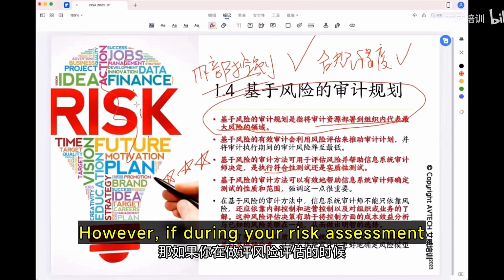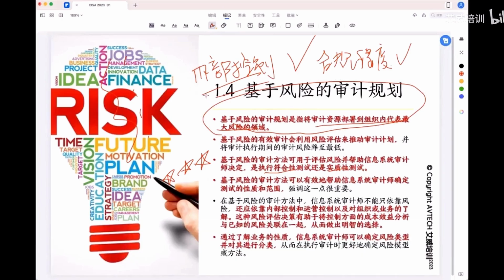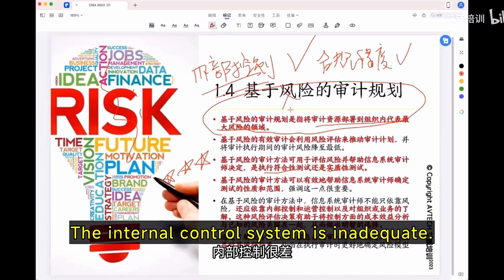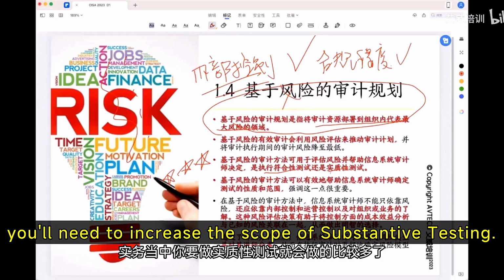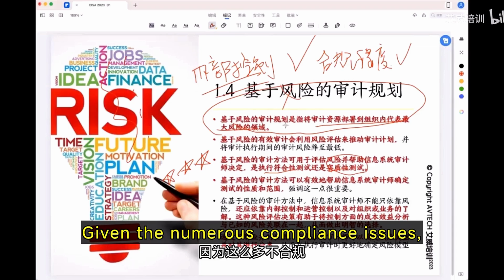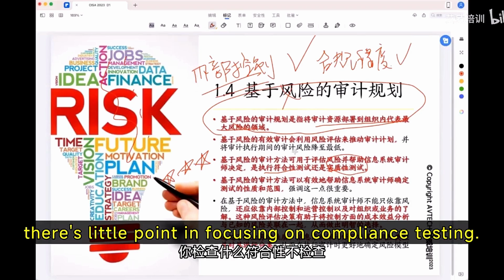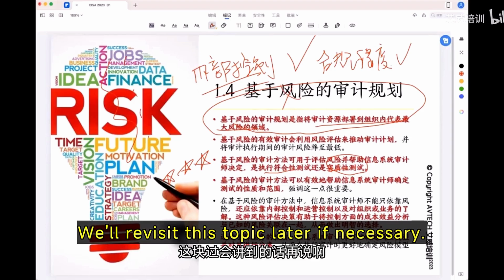However, if during your risk assessment, you find the company is missing everything it should have, the internal control system is inadequate. How do we address this? In the actual audit process, you'll need to increase the scope of substantive testing. Understood? Given the numerous compliance issues, there's little point in focusing on compliance testing. Instead, focus substantive testing on physical assets. Is that clear? We'll revisit this topic later if necessary.